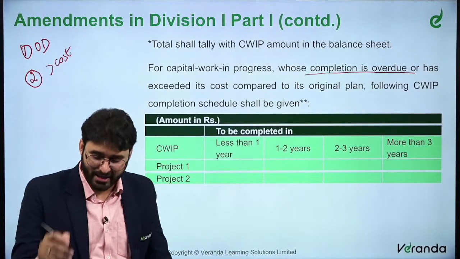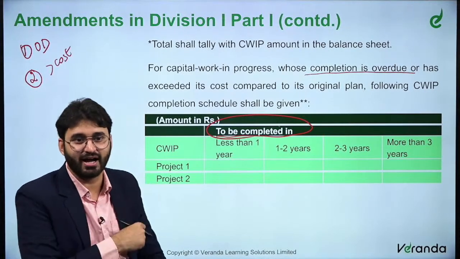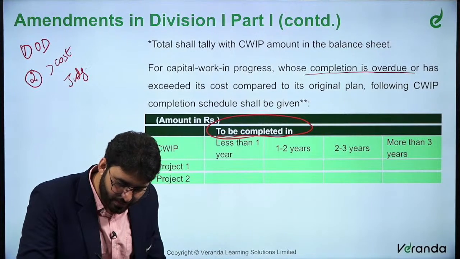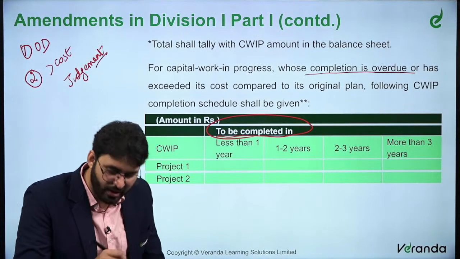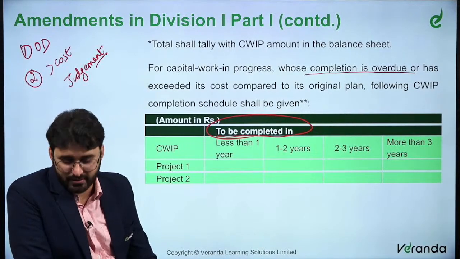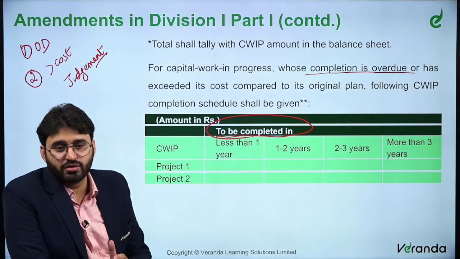Now the timeline here is to be completed. Futuristic. Again, a lot of judgment is involved. When are you going to complete this? So to be completed less than 1 year, 1 to 2 years, 2 to 3 years, more than 3 years.